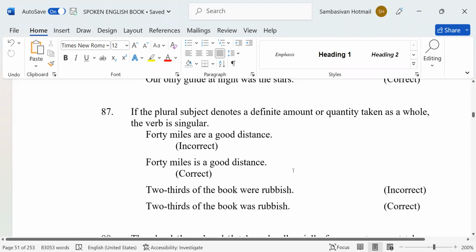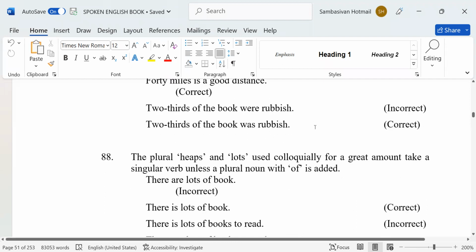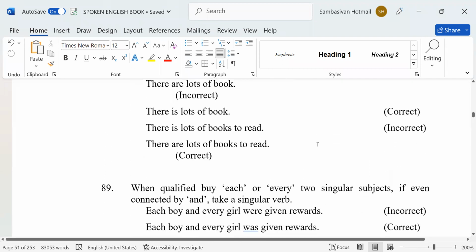If the plural subject denotes a definite amount or a quantity taken as a whole, the verb is singular. 40 miles are good distance. Incorrect. 40 miles is a good distance. Correct. Two-thirds of the book were rubbish. Incorrect. Two-thirds of the book was rubbish.